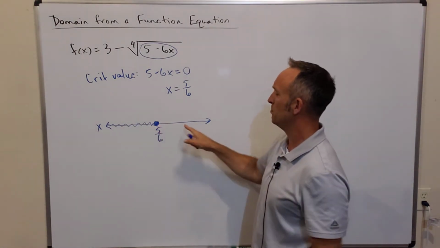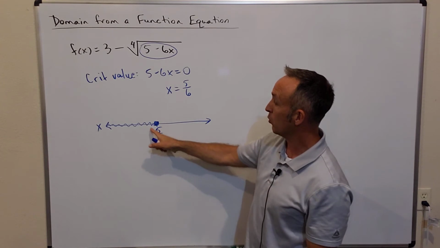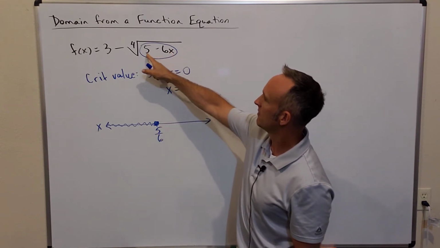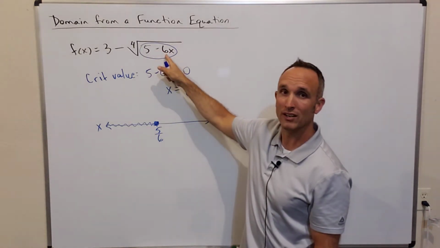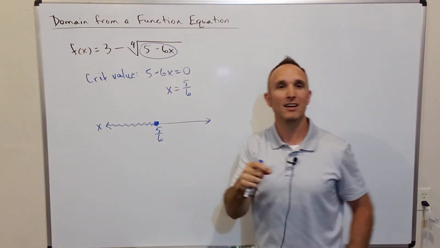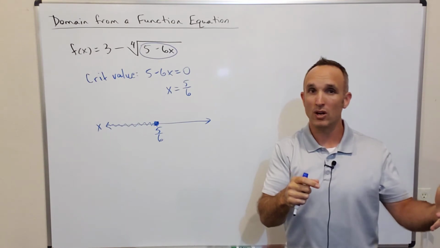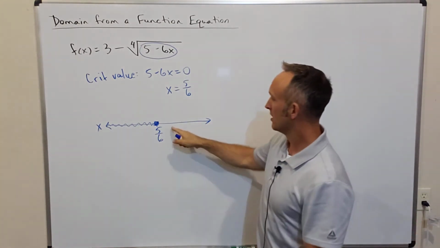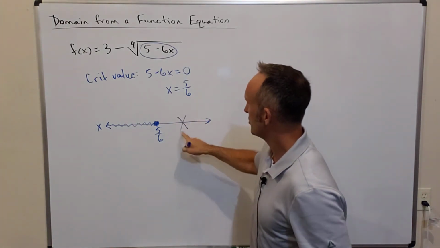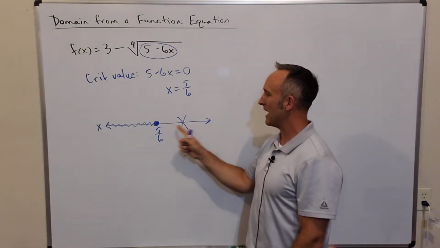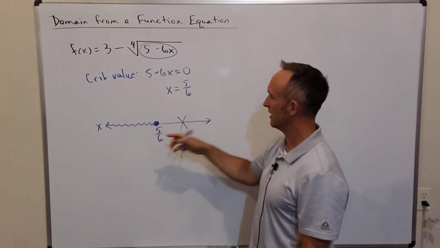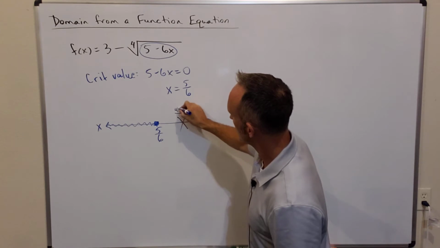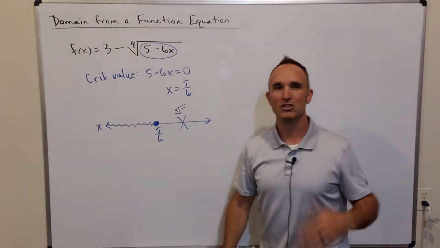Now let's look at numbers bigger than 5/6, like 1. 1 is really close, but it's bigger. If you plug in 1 for x, 5 minus 6 is negative 1. Now you've got a problem because you can't take an even root of a negative number and get a real number output. So that implies that these numbers over here don't work. And anytime I have a region that I mark as not working, I like to justify it. So in this case, I'll say it's because we have a fourth root of a negative number, which doesn't work.